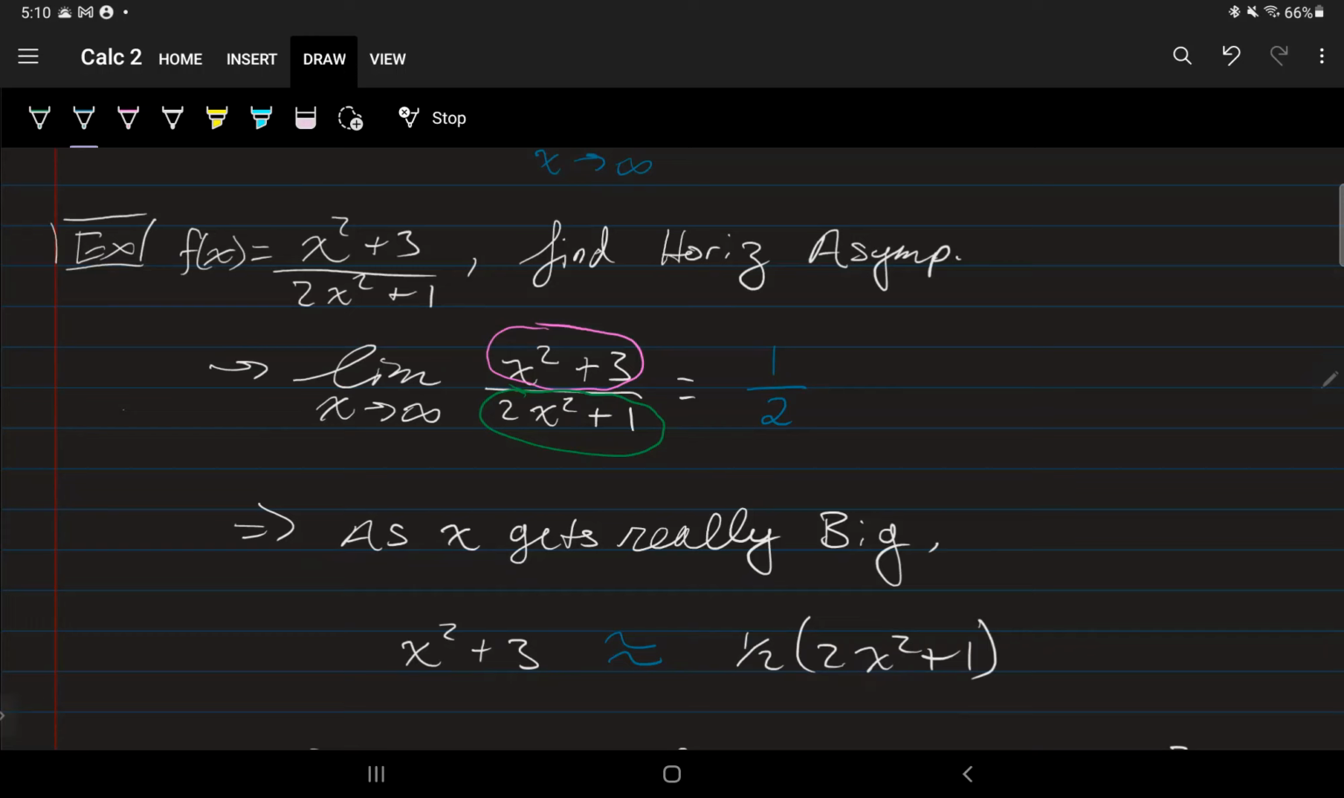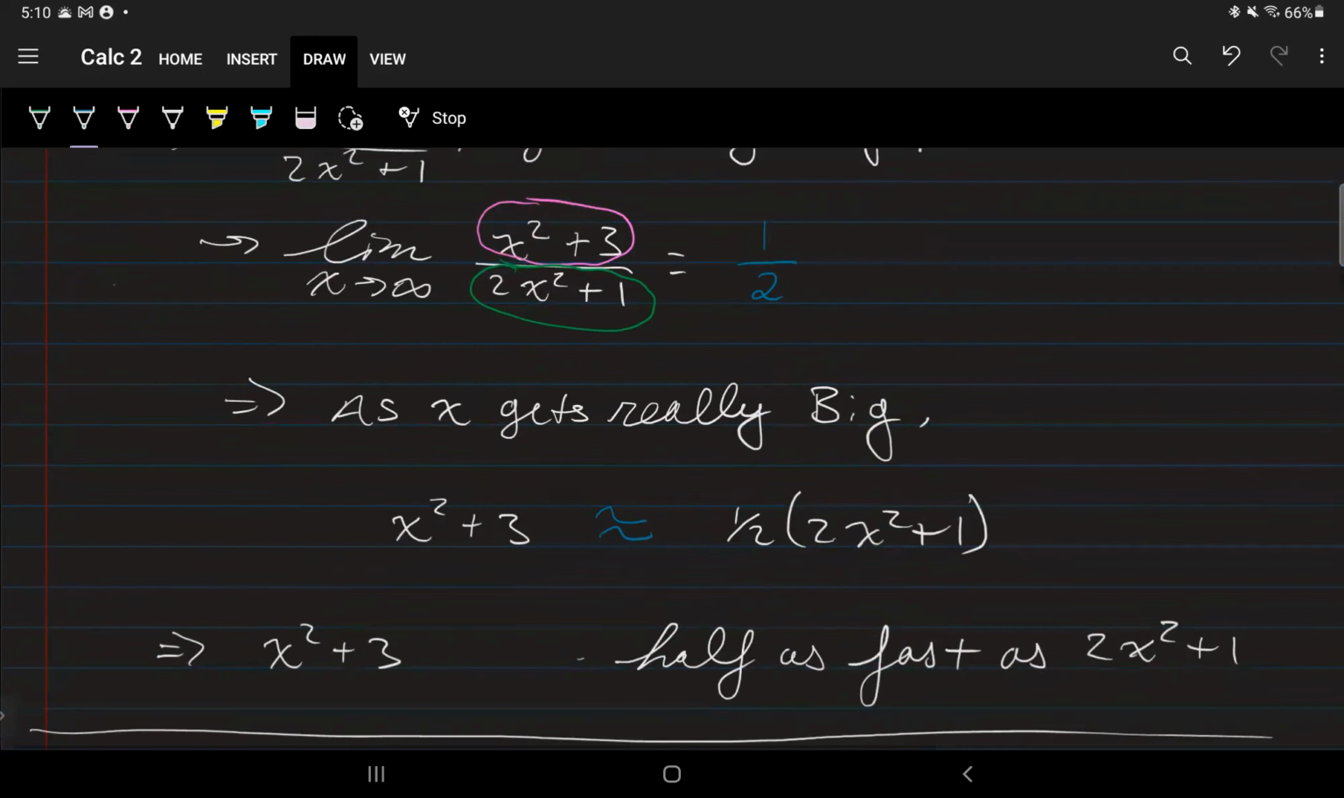So what is this telling us? Intuitively, it's saying that x squared plus 3 grows half as fast as 2x squared plus 1. Good. So now we're about 5 minutes into this video, and I have yet to talk about a series, right?